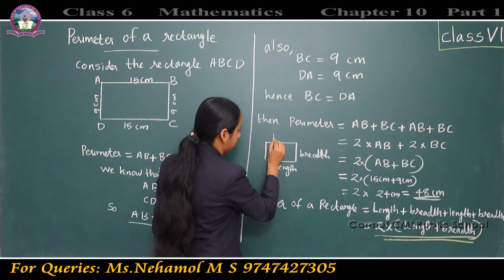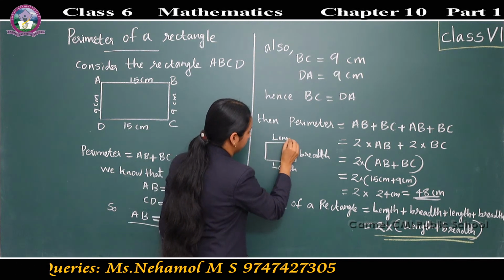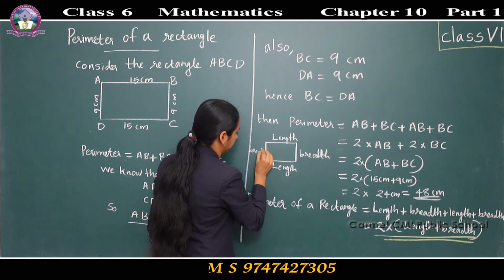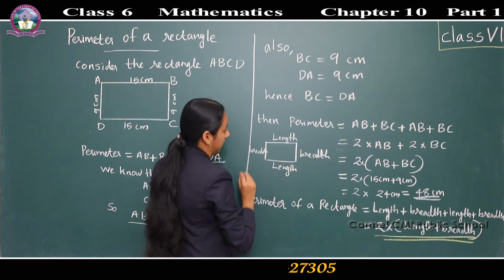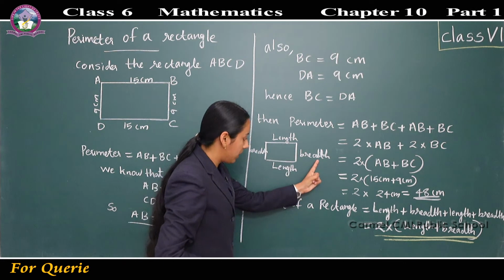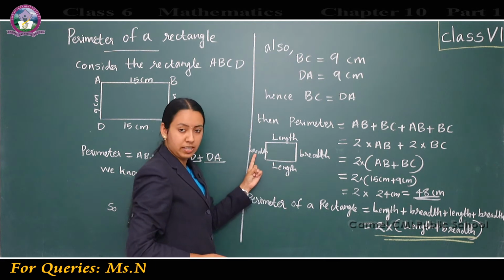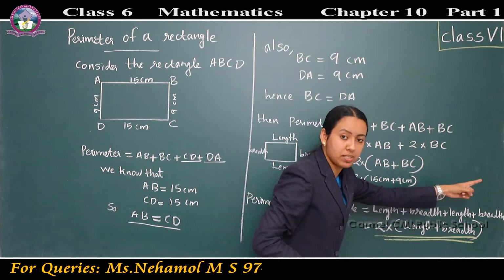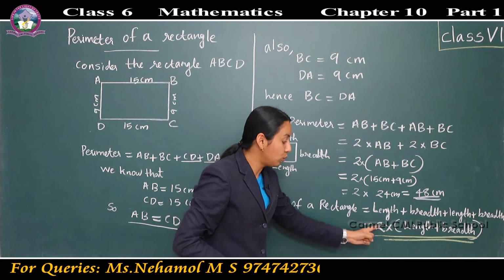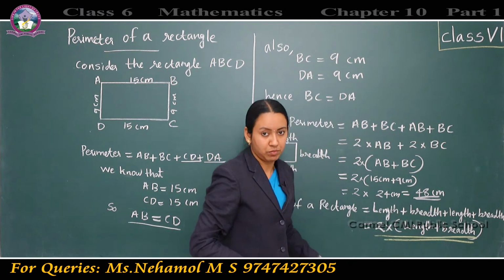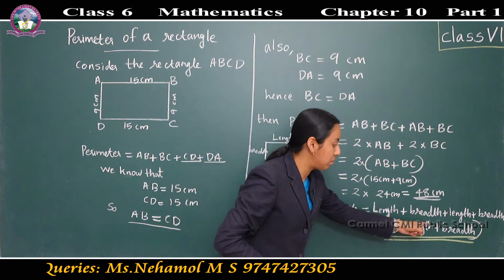Then this is also length, this is also breadth. Then what is the perimeter? Length plus breadth plus length plus breadth, and that is equal to 2 into length plus breadth.